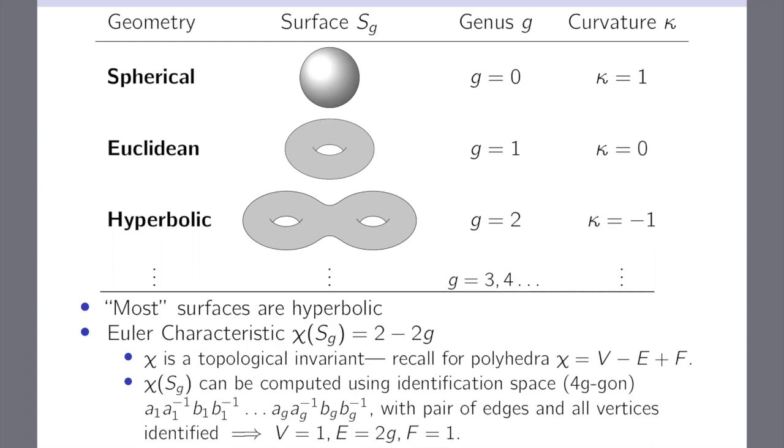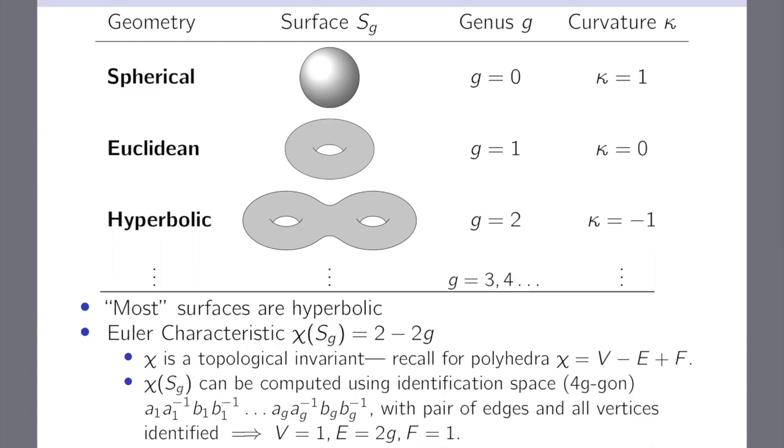And then genus 4 surface, genus 5 surface, and on and on. The takeaway is that genus is the number of handles attached to a sphere. You can think about these holes here.